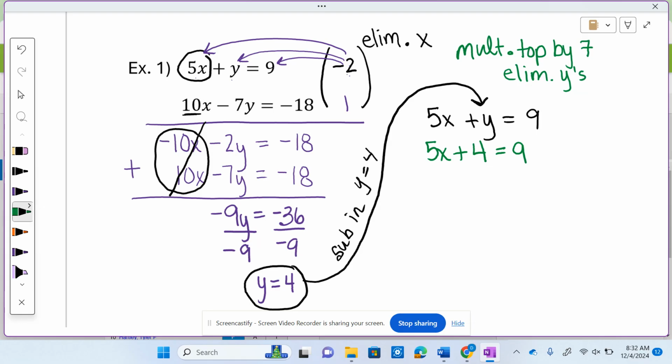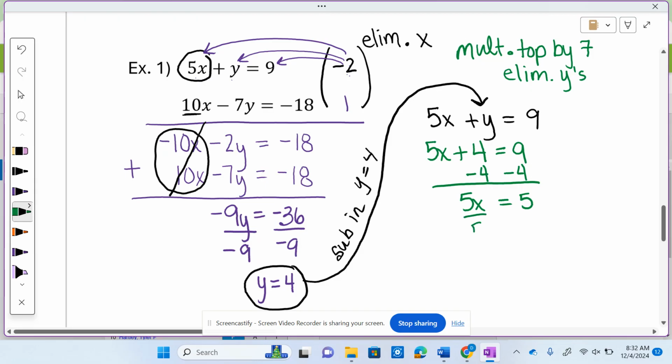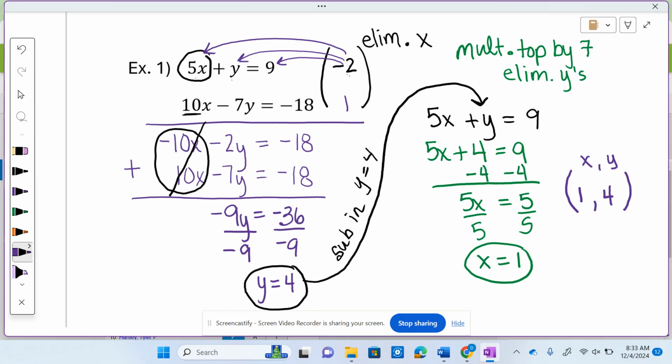Trying to solve this. Yeah, we're going to subtract 4 from both sides. So 5x equals 5. Divide both sides by 5, and I find out that x equals 1. Am I done? No, what do I need to do? Write my solution as an xy ordered pair. 1, 4. 1, 4.